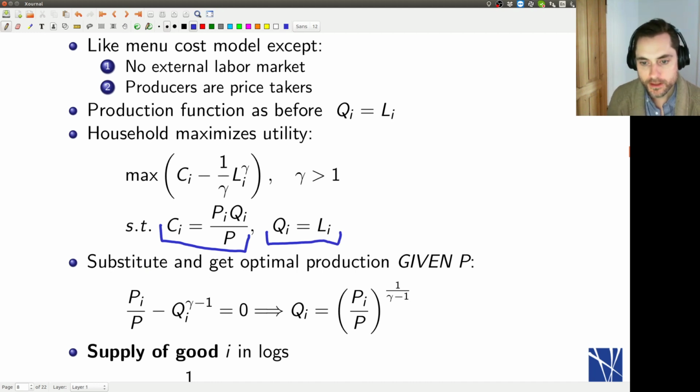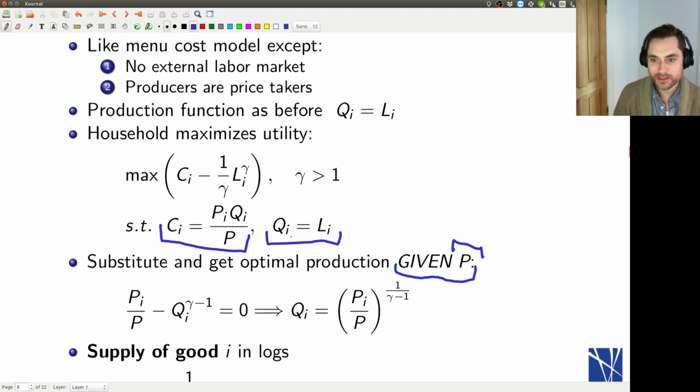Okay, so let's substitute. As I mentioned, firms in this model, producers, are price takers. So instead of the menu price model where firms were trying to choose their price level, we're going to take the prices, both Pi and big P, as given. And here I'm saying given big P in capital letters because at the end of the chapter, firms aren't going to know big P. But suppose they knew big P, what would be their optimal production? Well, you can solve this problem.